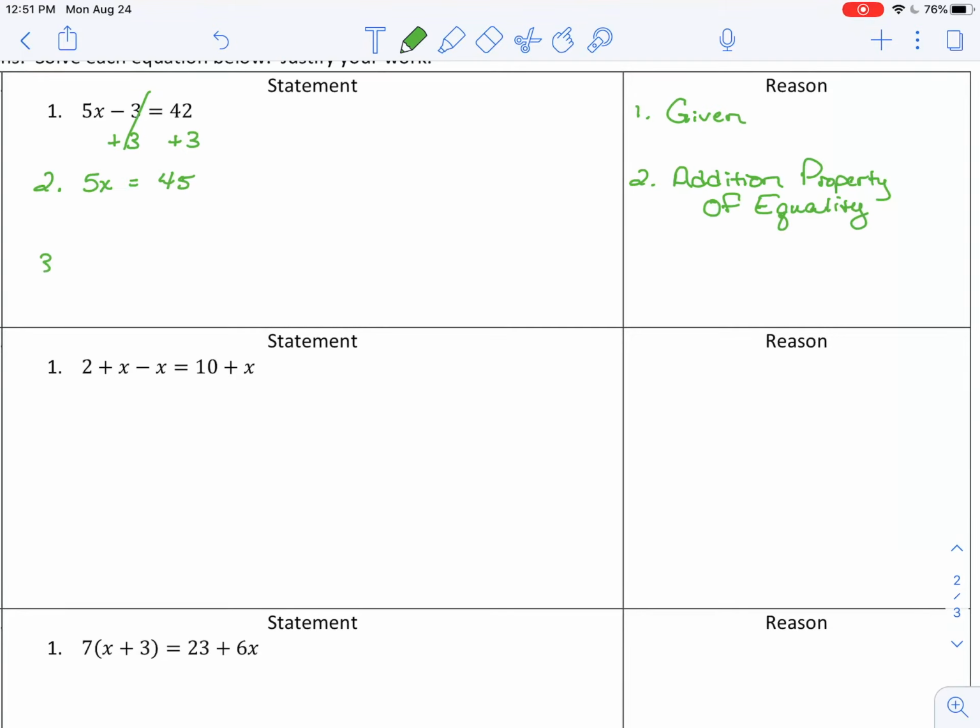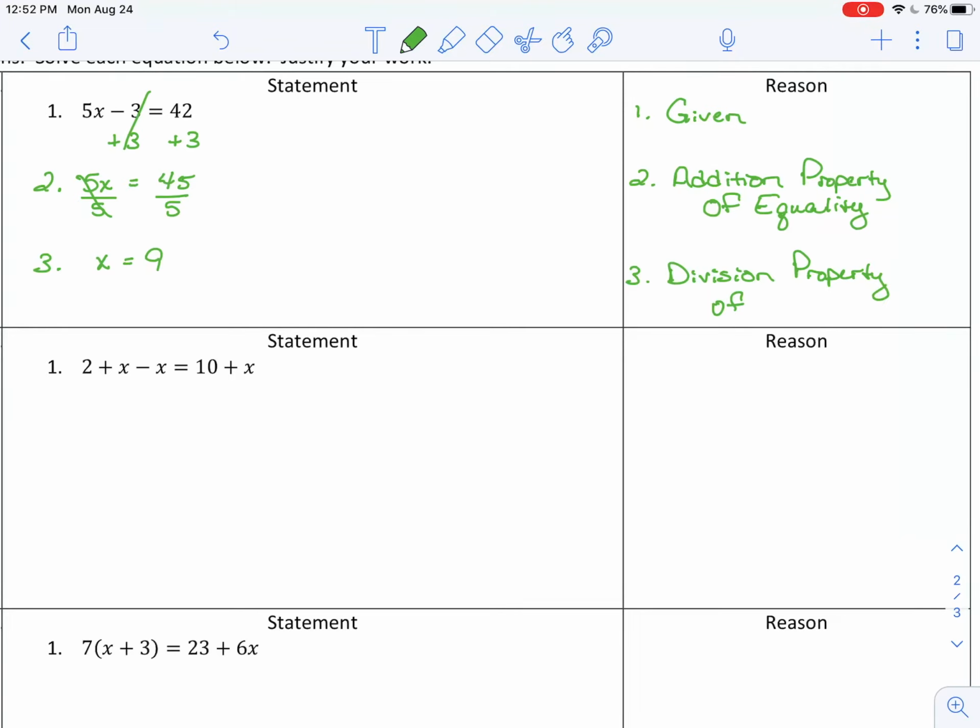So then, lastly, I try to get x by itself. This is a 5 times an x. I'm going to divide by the 5. So 45 divided by 5 is 9. That is my solution, and I got to that step by dividing on both sides of the equal sign. So if you remember, it's called the division property of equality.